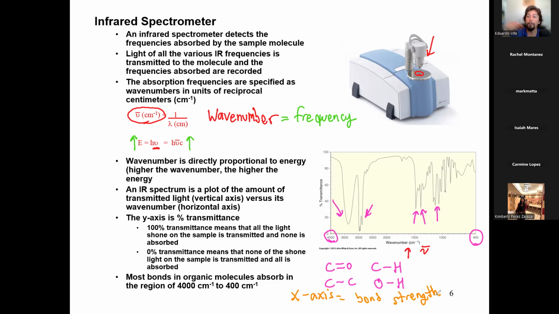So depending where you see the peak, that tells you how strong that bond is, right? The x-axis tells you the strength of the bond. Bigger energy, bigger wave number; smaller energy, smaller wave number. Very straightforward. All right, so what about the y-axis? What does the y-axis tell us?